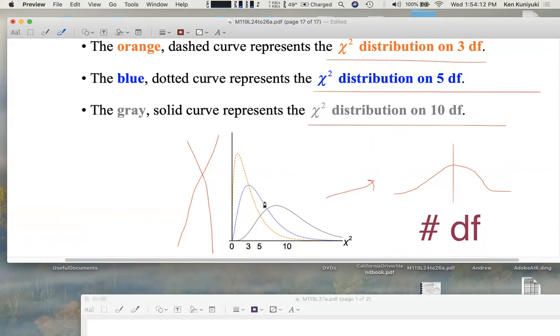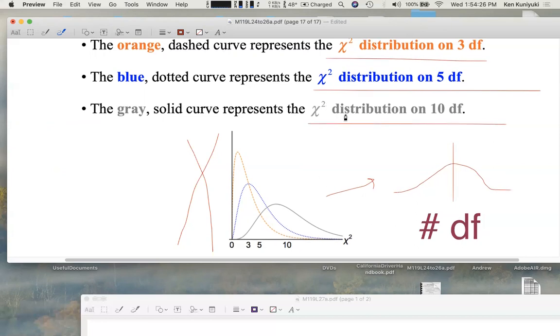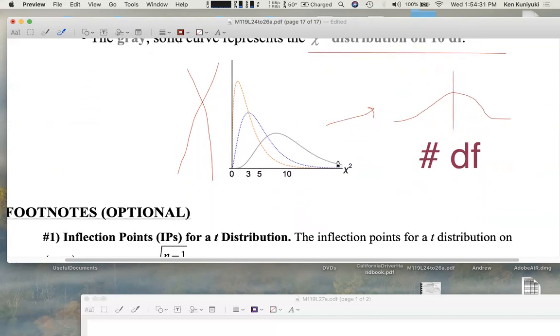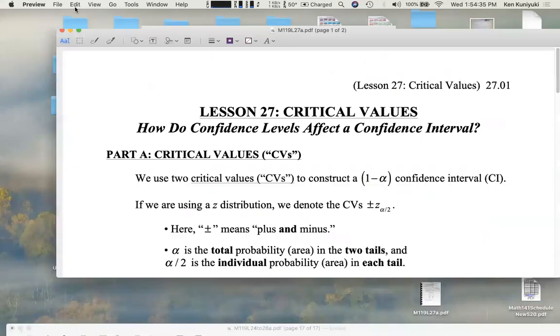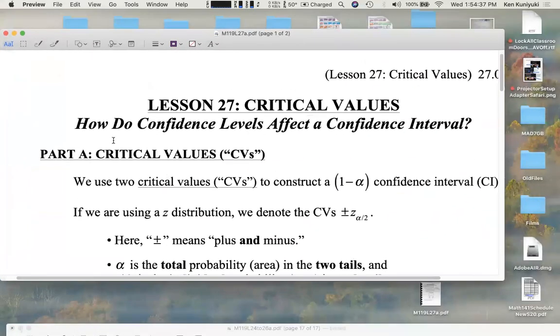So again, the chi-square distributions look a lot different from the z and the t's, and we're going to use these to develop confidence intervals for standard deviation and variance. Okay, so what values from these distributions are we going to use to construct our confidence intervals? They're called critical values. And that's going to be the topic of lesson 27.